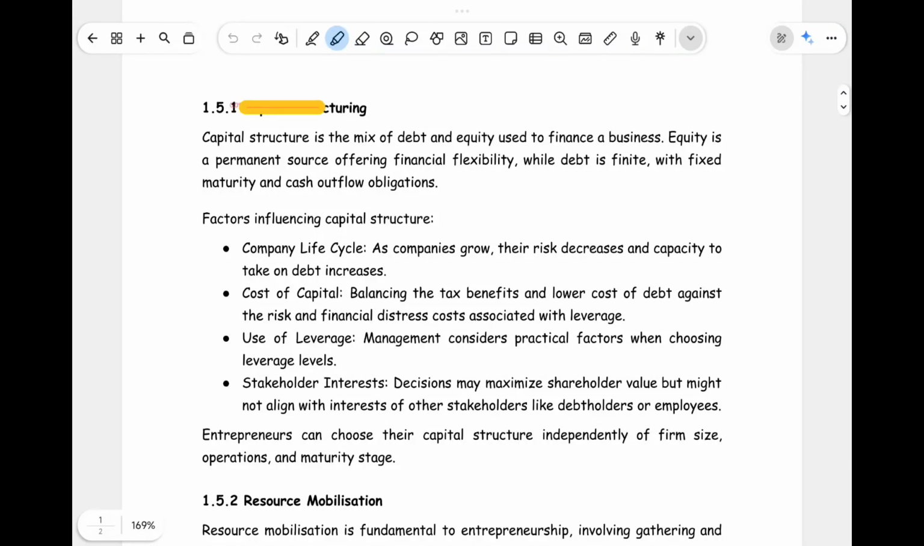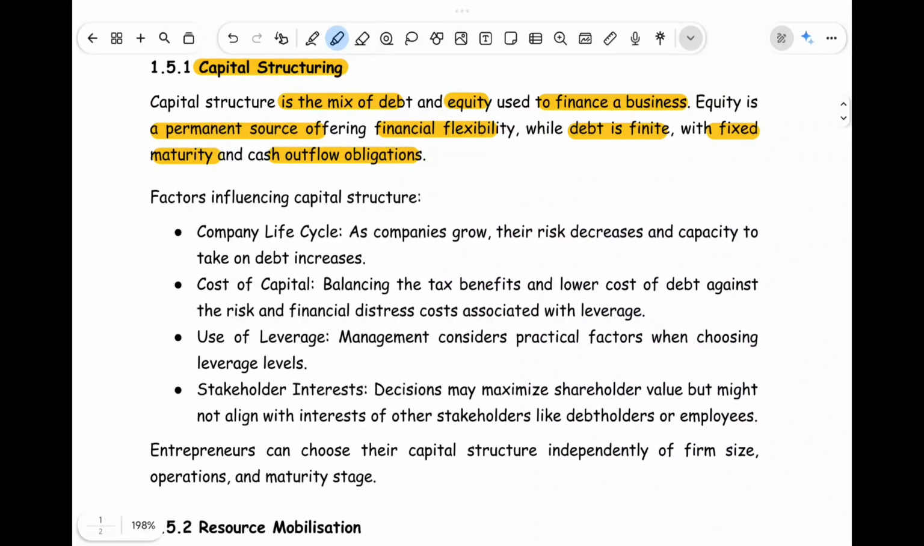Okay, capital structuring. The capital structure is a mix of debt and equity used to finance a business. Now, equity is a permanent source offering financial flexibility, while debt is finite with a fixed maturity and cash outflow obligations. I hope it will be helpful and easily understandable and easy to learn as well, because these are topics that we are already used to with these kinds of terminologies in our SFM paper, SCM paper, and also our daily life.